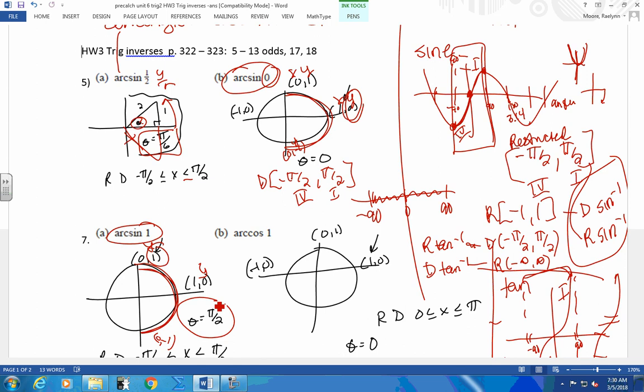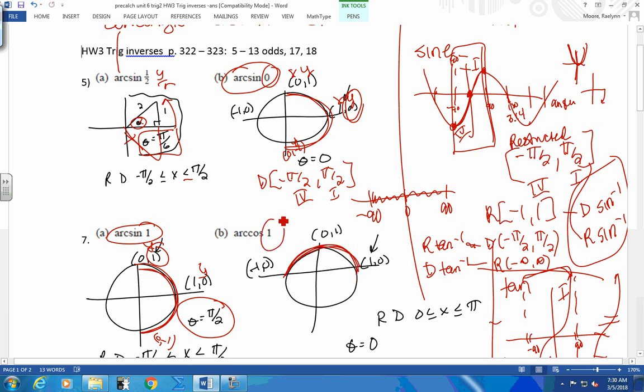I need to see where your restrictions are. No calc on these. Cosine's a little different. Cosine says, here's my cosine curve. My cosine, I'm using 1. Oh, there's my tangent. My cosine says 1 and 2. So my cosine's going from here to here.